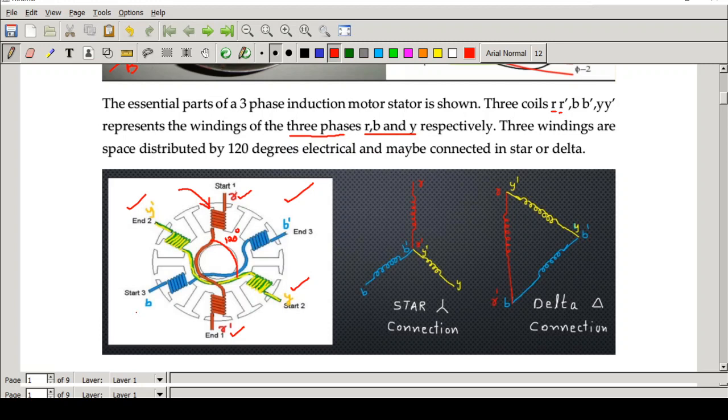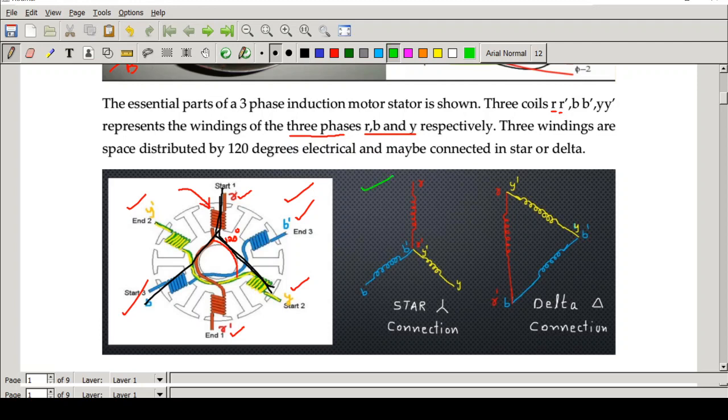Similarly, B is the starting end of the blue phase winding and B dash is the finishing end of the blue phase winding. So these three windings, we can see that they are displaced by an angle of 120 degrees. I can draw something like this. It will be something like this. Three phase, so you can take it as a star connection. The same thing is represented here.